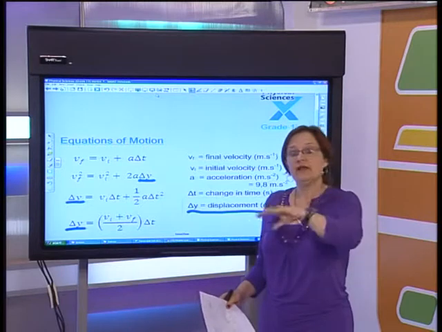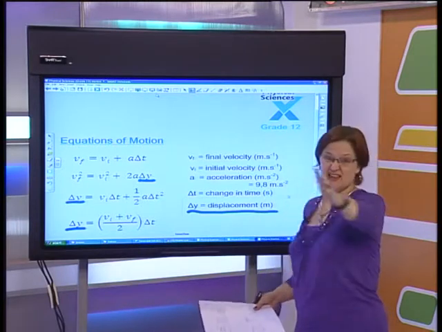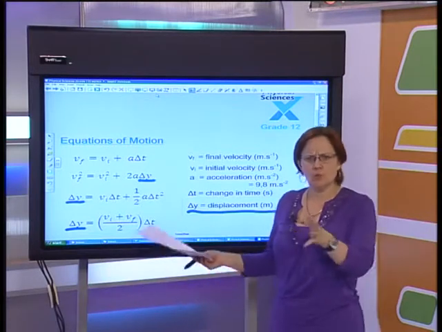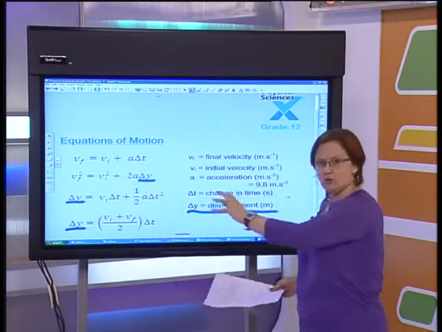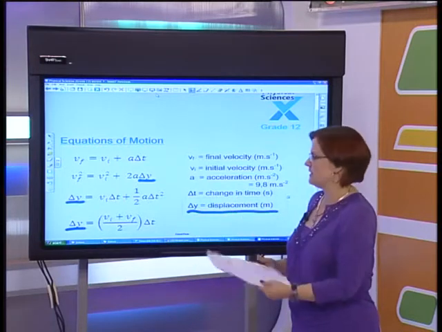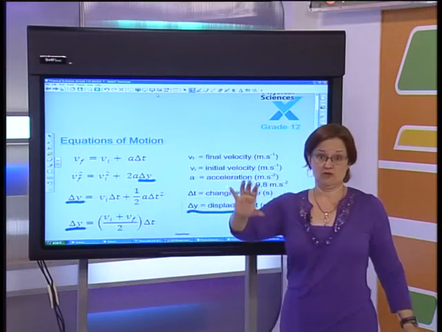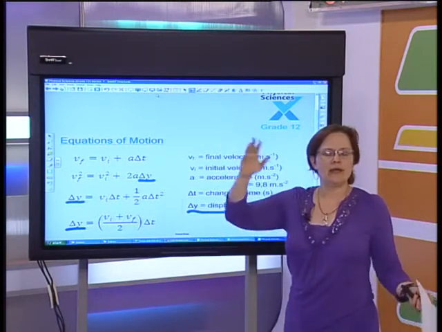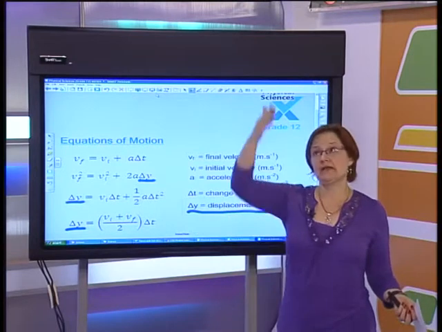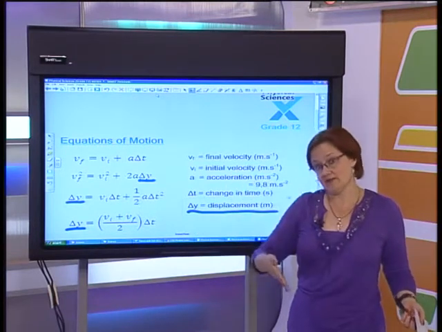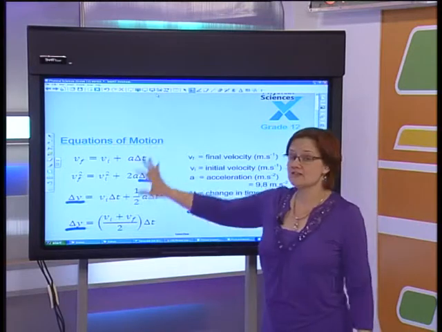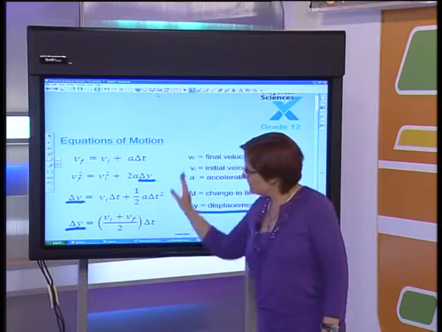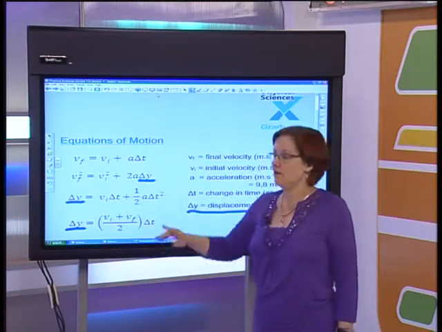Okay, so be careful. In grade 10, you would have used delta x for everything. Okay, and you've used delta x last year, you did a little bit of work, you're going to do that again, and that was generally horizontal motion. But now, because we're looking at vertical, it's like your x and y axis in maths. Your x-axis is horizontal, your y-axis is vertical. So whenever I look at displacement, I have to use delta y, okay? All of these are still valid.